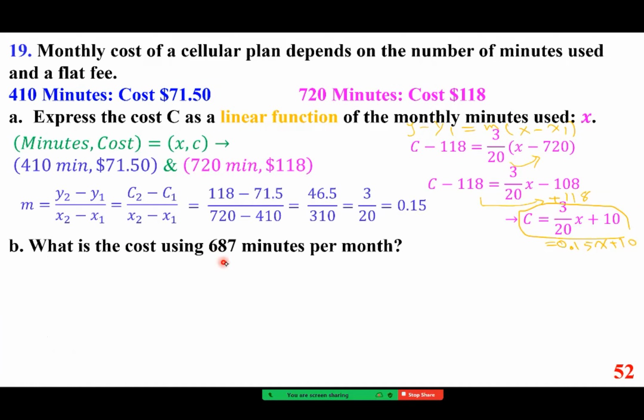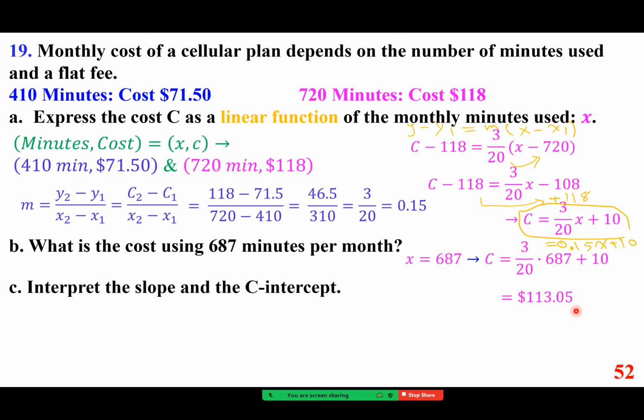So how much will it cost if we use 687 minutes? That means replace the x with 687. And approximation, because we are dealing with money, we go with 2 decimals. Even if it gives us more, we round it accordingly.